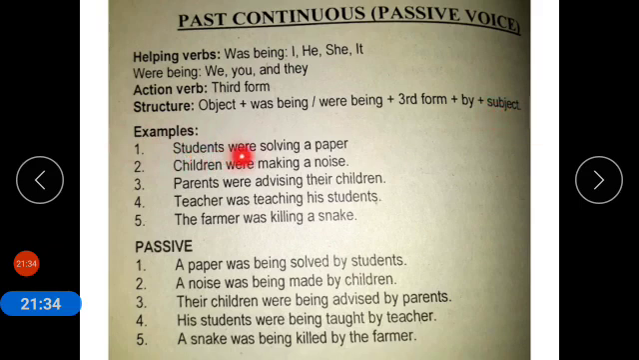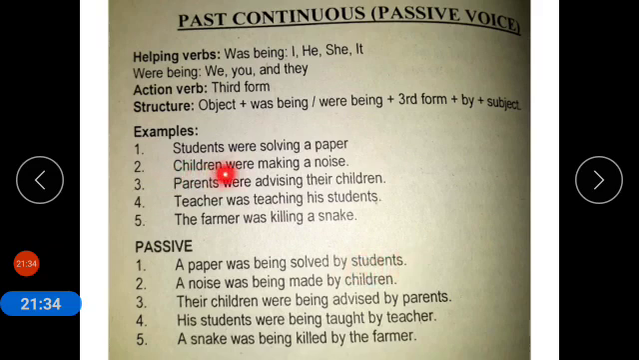Example, first one is: students were solving a paper. Students were shows that it is past tense. Solving shows that it is continuous, so it is past continuous tense. First of all, we will change the position of subject and object. A paper is the object, we will use it as subject. Then we will use the helping verb according to our subject. A paper is singular, so we will use was being. A paper was being, then the third form of verb solved along with by, and then the subject as an object. So, a paper was being solved by students.